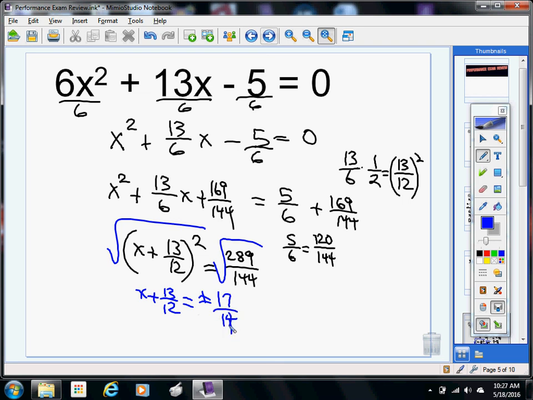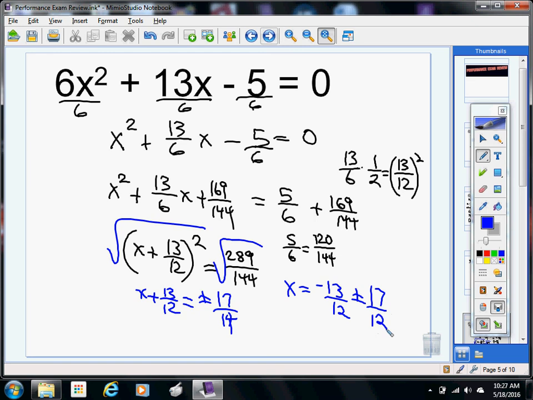Guys, the very first day of school was the first time I asked you to tell me what the square root of 289 was. Square root of 289 is 17. Everybody good? If it's a positive 13/12 on the left, what is it on the right? Negative 13/12. So x equals negative 13 over 12 plus or minus 17 over 12.